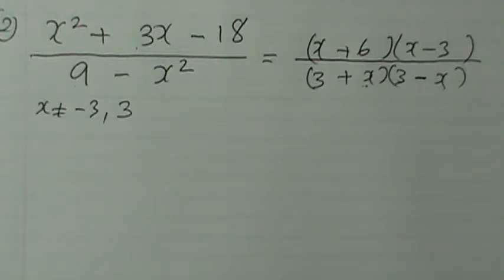We only state restrictions for the bottom, not for the top of a rational function. It's okay to have 0 on top, but it's not okay to have 0 in the bottom of a rational function. That's the reason we're stating restrictions.